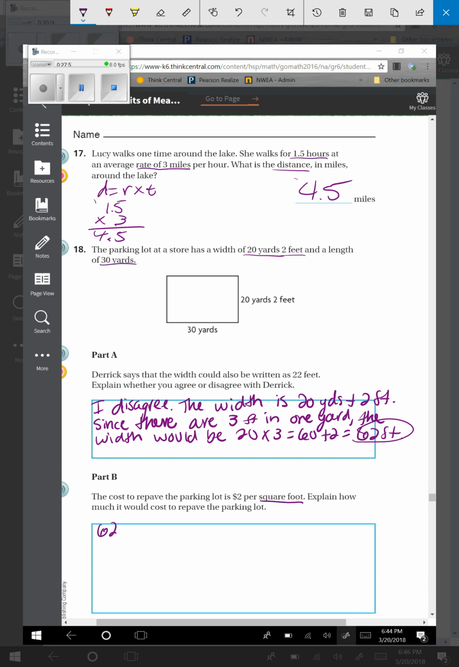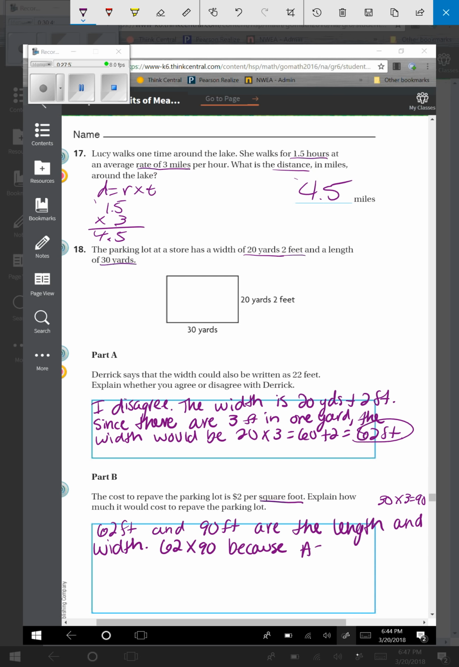And then to do the length, we're going to take 30 yards times 3, which is going to be 90 feet. So 62 feet and 90 feet are the width and length. Okay, so now that we know that, we need to find the area. So we're going to take 62 times 90 to find the area, because area equals length times width.